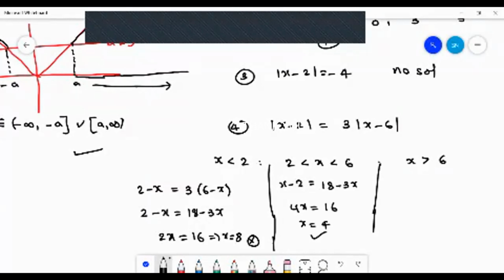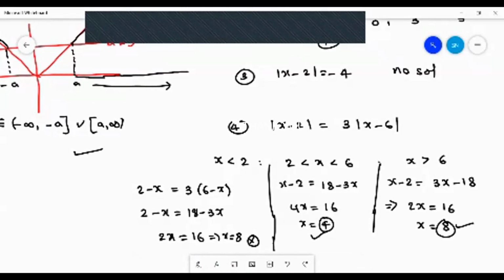For x greater than 6, you can write here x minus 2 is a positive value since my x is more than 2, x minus 2 as it is. And x is greater than 6, so this is also positive. You can write 3x minus 18. When you solve this simple equation, I can write it as 2x is equal to 16, x is equal to 8. So x is equal to 8 satisfies x greater than 6. So there are two solutions, x is equal to 4 and x is equal to 8.